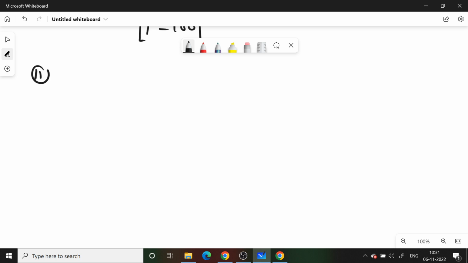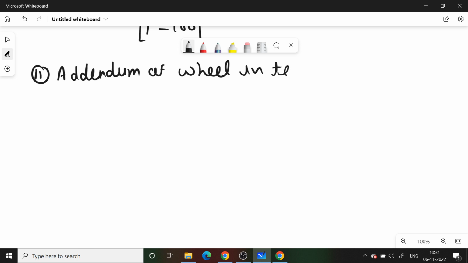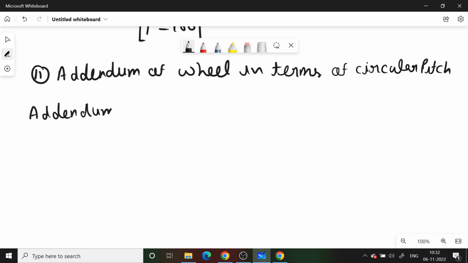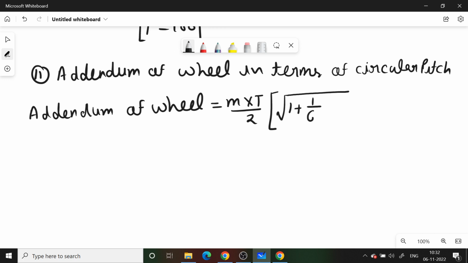Now, second part, addendum of wheel in terms of circular pitch. Addendum of wheel is equal to small m into capital T by 2, bracket, 1 plus 1 by g, bracket, 1 by g plus 2, sin square phi, minus 1.